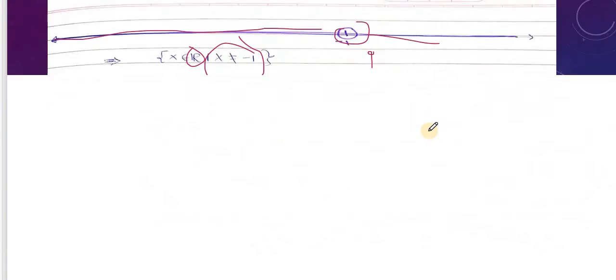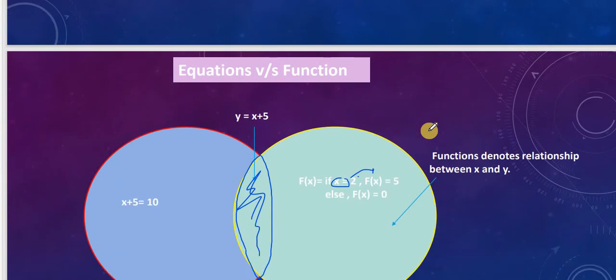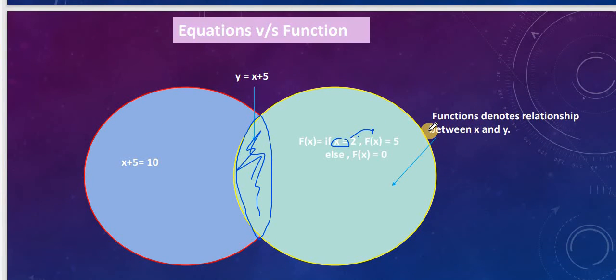Now let's understand equations versus functions. These are a type of expressions which are completely equations. In equations I am defining an equivalence, like x plus 5 equals 10. So what will be x? 5. It's defining an equivalence, so both sides must be equal. So this is an equation. x plus 5 equals 10, but this is not a function.